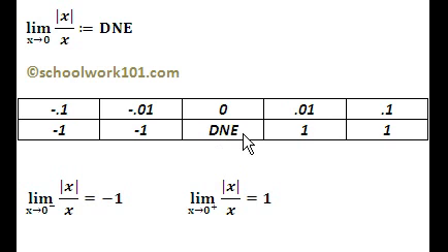But you notice I've got DNE here. This means it does not exist, and we're talking about the limit here does not exist. Coming in from the right-hand side we get 1, but coming in from the left-hand side we get negative 1. So both of these are totally different, and that means that this limit as x approaches 0 does not exist. These must be the same for the limit to exist.